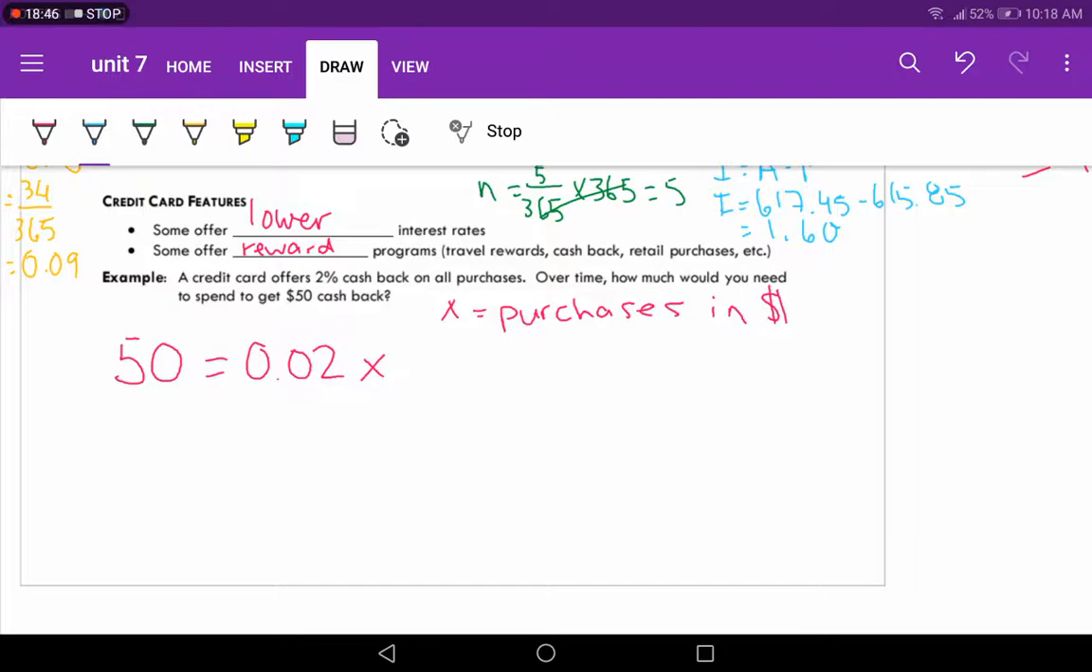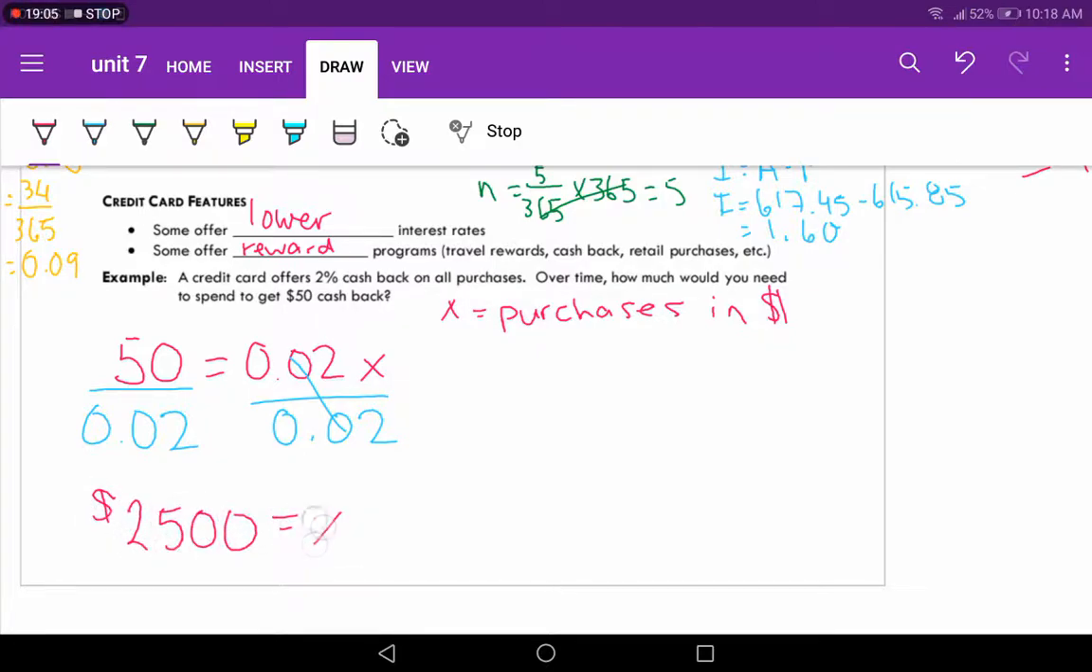So it's just simply solving an equation. So we have 0.02 times x. The opposite of multiplication is division. What we do to one side, we have to do to the other. 50 divided by 0.02 is $2,500. Okay, so to get $50 back, you need to spend $2,500.